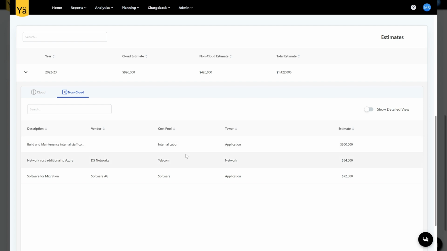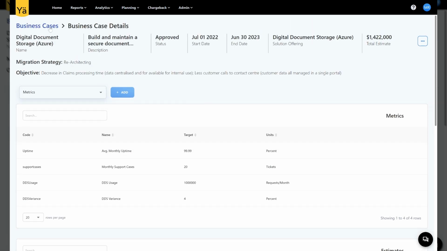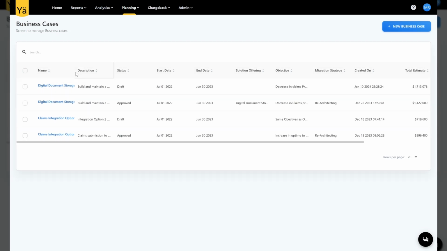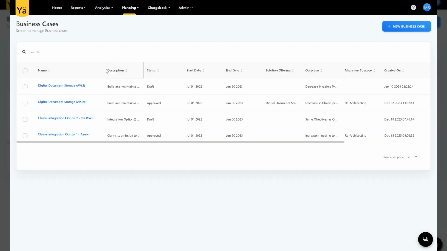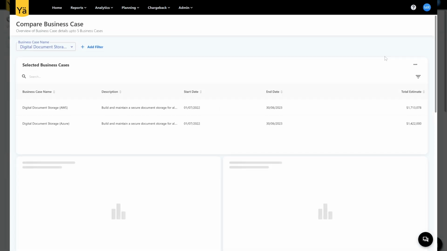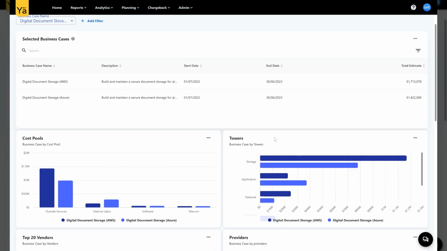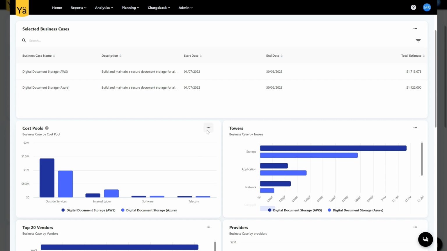Going back to the high-level view, right? By normalizing it against FOCUS and by normalizing it against the TBM taxonomy, this now becomes comparable. So if we go back to our original two business cases that we had in place, we can now have a look at both of them at the same time and compare them. And we're not comparing apples with oranges anymore. We're now comparing at a level where they're actually comparable.